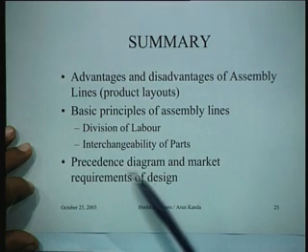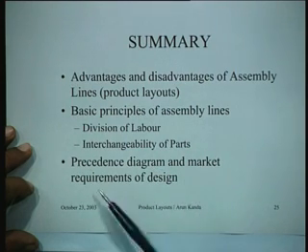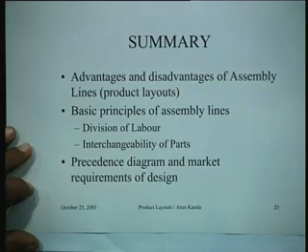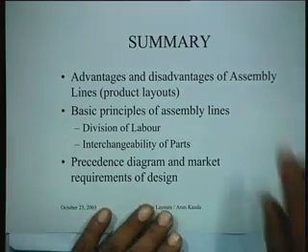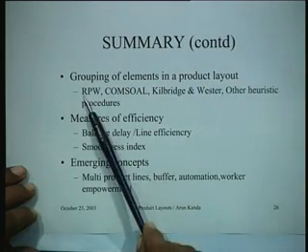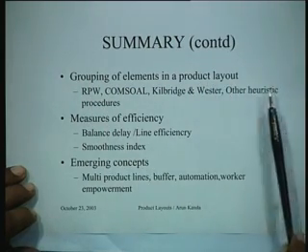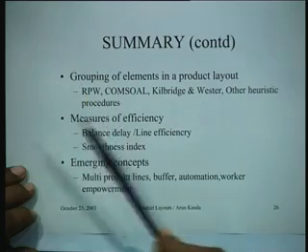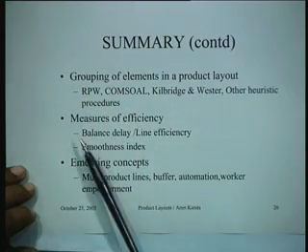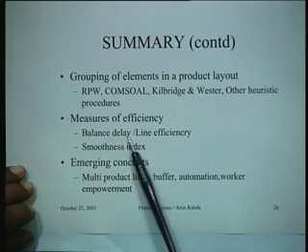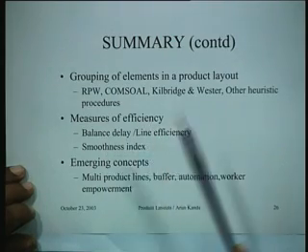And then we saw that the precedence diagram and market requirements of the design are the two major inputs you need for designing an assembly line. So you need the precedence diagram and also the desired cycle time, what rate you'd like to produce the part. And we would like to do the grouping of elements in a product layout. This could be done by various algorithms. We mentioned some of them, and we actually looked at the RPW procedure in some detail. We found that there were measures of efficiency like balance delay, line efficiency, and smoothness index for a line.